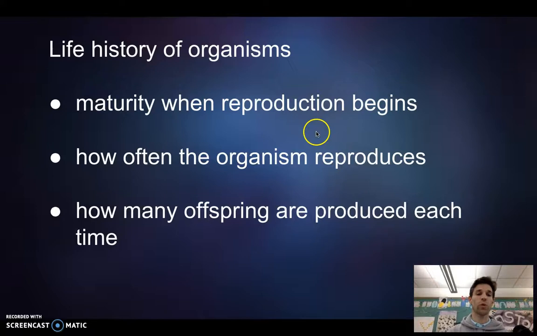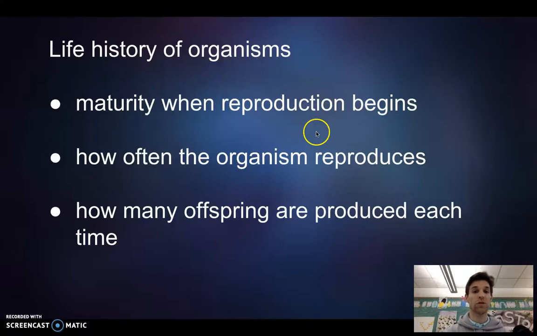And here's some more about life history of organisms. The maturity of when reproduction begins matters. How many years does it take for an organism to become mature enough to reproduce? That has repercussions for the growth or decline of a population. For example, how many in a population are actually of reproductive maturity matters a lot. The second thing is how often the organism reproduces. Can an organism reproduce multiple times in a season, or in a year? Or in the case of a lot of large organisms like whales, elephants, or even humans, we can really only reproduce once a year, or maybe once every several years, depending on the species you're talking about.